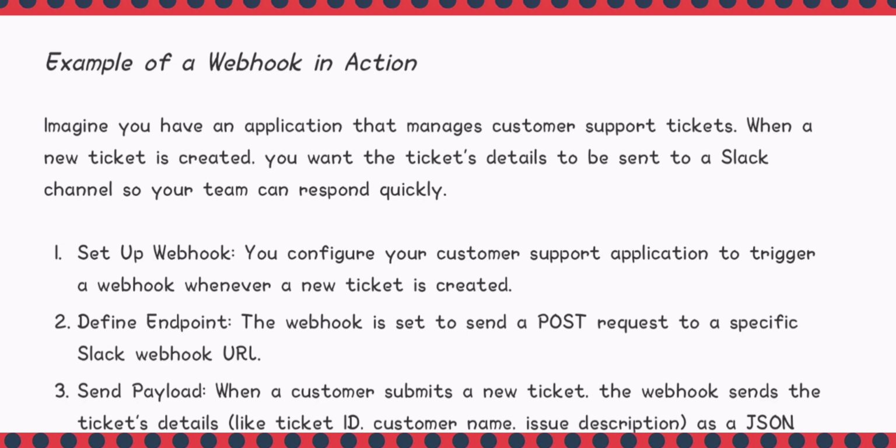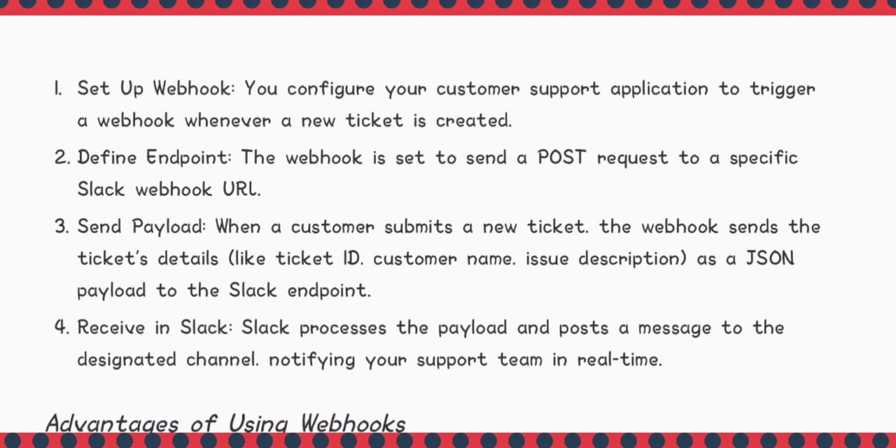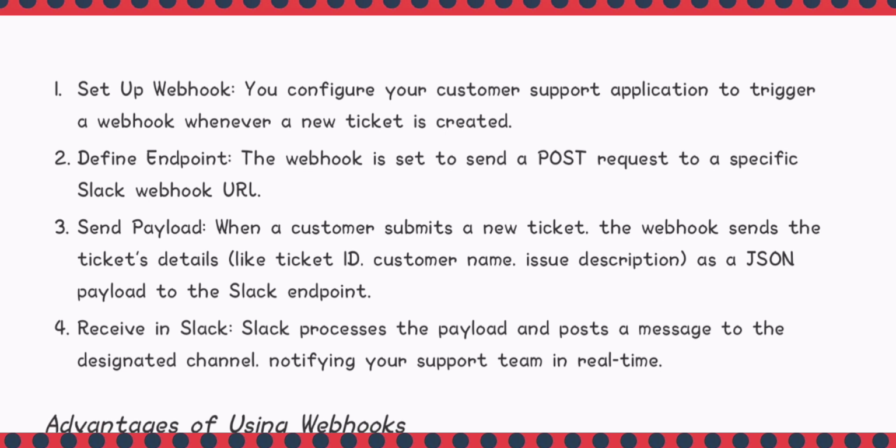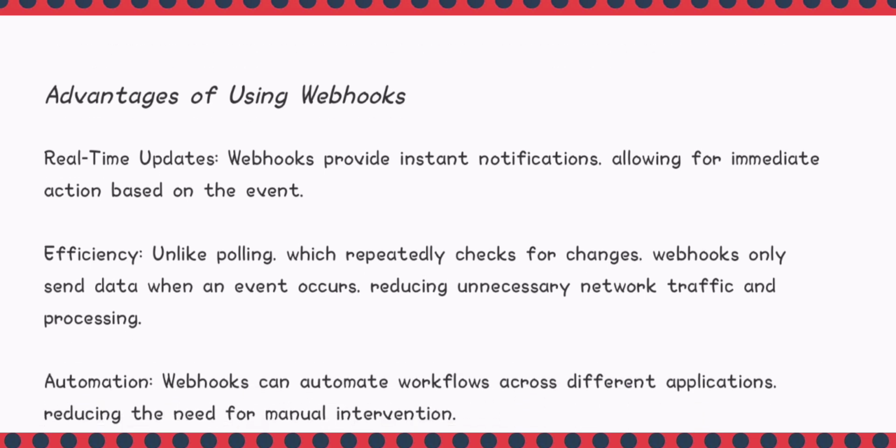1. Set up webhook. You configure your customer support application to trigger a webhook whenever a new ticket is created. 2. Define endpoint. The webhook is set to send a POST request to a specific Slack webhook URL. 3. Send payload. When a customer submits a new ticket, the webhook sends the ticket's details, like ticket ID, customer name, and issue description, as a JSON payload to the Slack endpoint. 4. Receive in Slack. Slack processes the payload and posts a message to the designated channel, notifying your support team in real time.